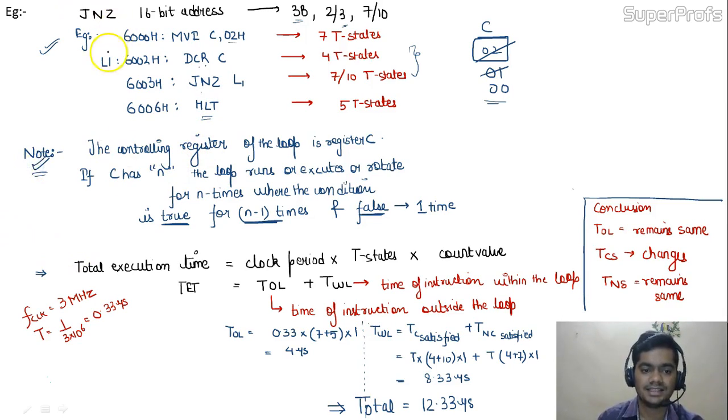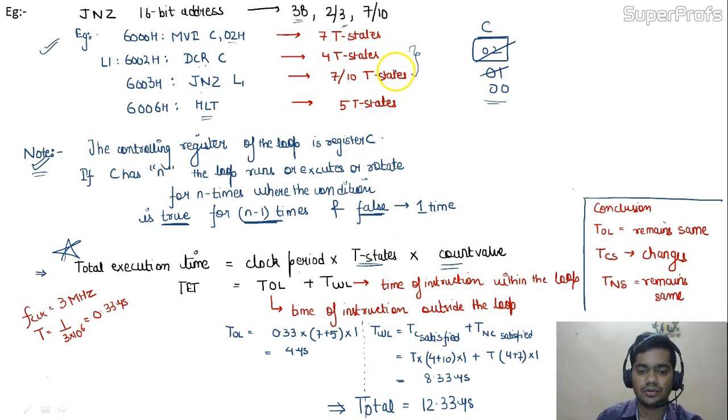Now regarding these jump instructions, the main point asked is what would be the total execution time. So we can regard that total execution time is clock period, that is how much time is taken for one T state, into the total number of T states, into how many times that instruction is performed, which is the count value. Now the total execution time is divided into two parts, that is TOL and TWL. TOL stands for the time of instructions outside the loop.